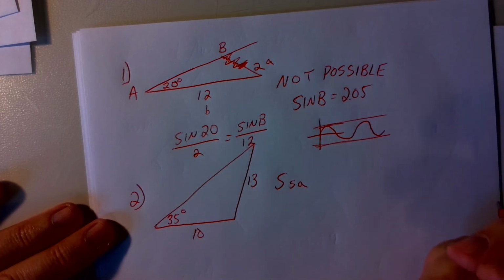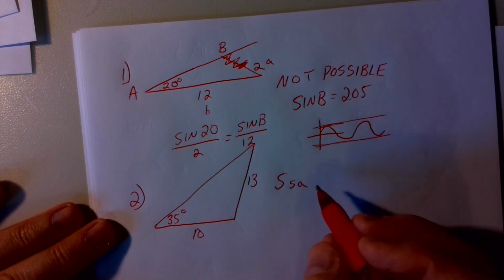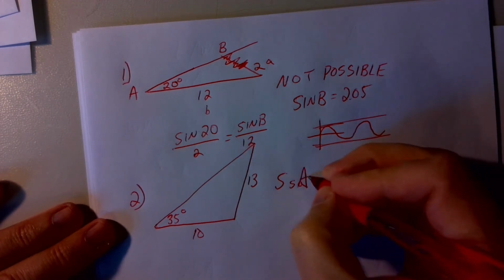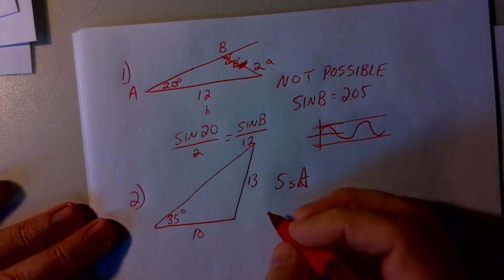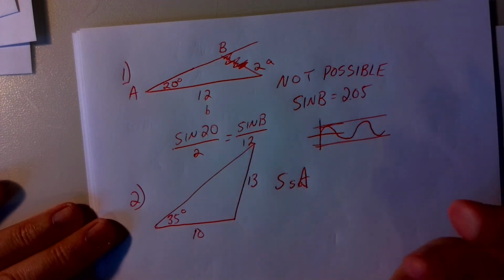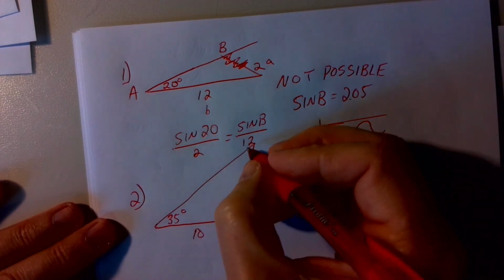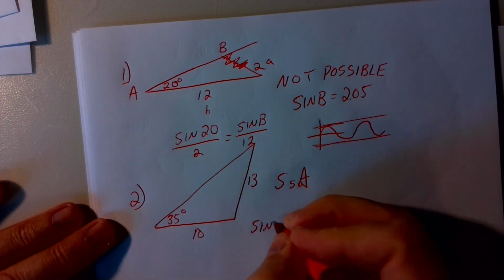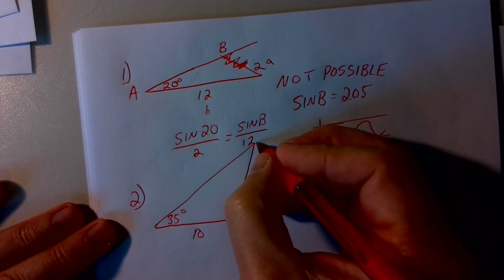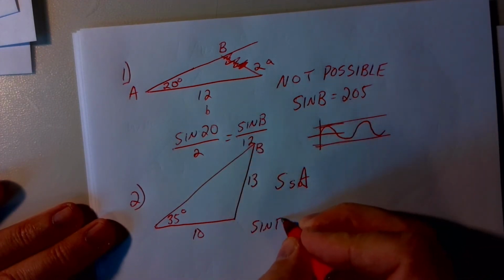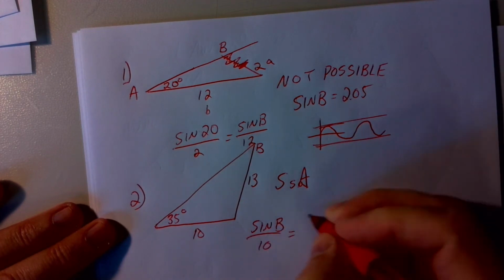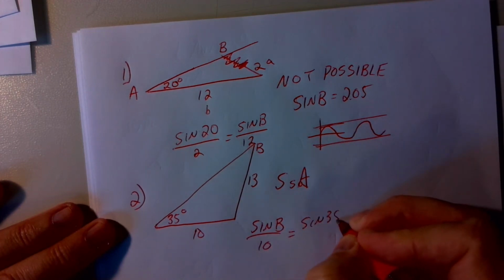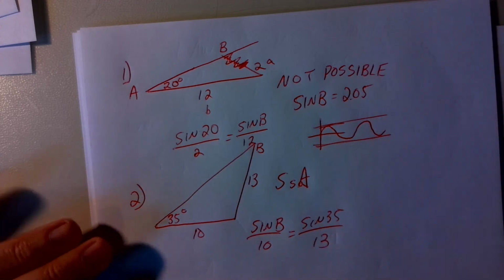I wanted to leave the middle option for last because there's two possibilities on this one. This is the third option, big S, little s. Sorry, I should make that a big A. And we believe that this is one unique triangle. It should work. So let's try this. Let's go sine of unknown angle. We'll call this angle B up here. Sine of B over 10 equals sine of 35 over 13.